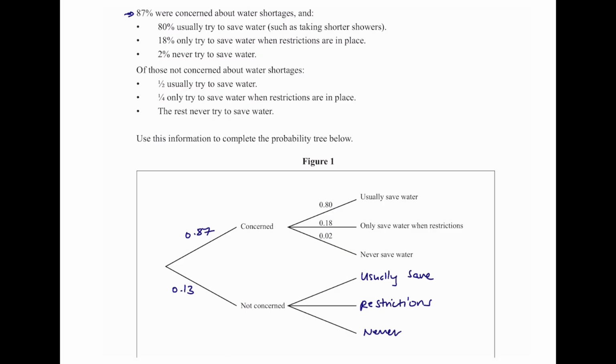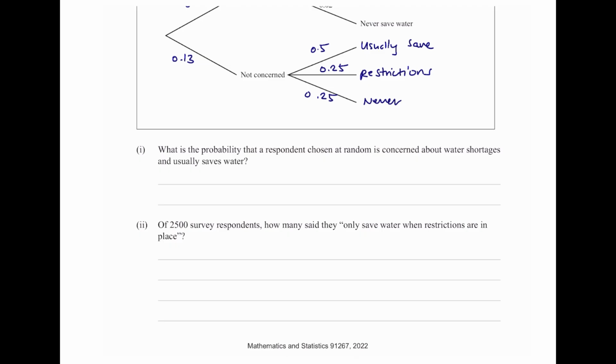I'm just copying these here, but I just shortened it a little bit. So half of them usually try to save. So that's 0.5. A quarter of them only do it when there's restrictions, and the rest never. So 0.5 plus 0.25 is 0.75, and to get that last one, remember our probabilities down the branches must sum to 1, so 1 minus 0.75 gives us 0.25, right? So a quarter of those that aren't concerned about water shortages never try to save. Greedy people, eh?